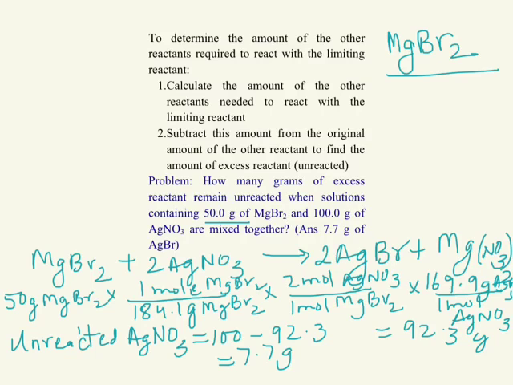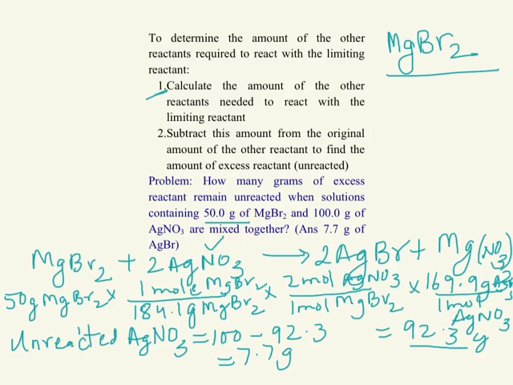So what you have to do is follow step 1: calculate the amount of the other reactant needed to react with the limiting reactant. That means how much silver nitrate is needed to react with 50 grams of magnesium bromide. So you start with 50 grams of magnesium bromide. You change grams of magnesium bromide to moles of magnesium bromide by using the molar mass of magnesium bromide. Then you go from moles of magnesium bromide to moles of silver nitrate, which is your excess reactant. And then you convert these moles of silver nitrate to grams of silver nitrate by using the molar mass of silver nitrate. And then you will get 92.3 grams.